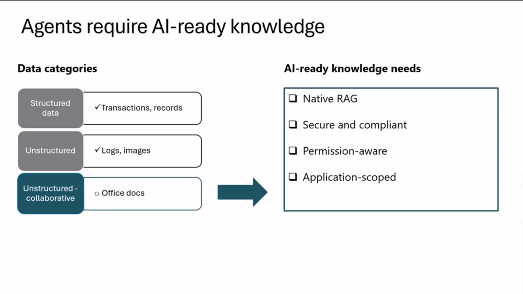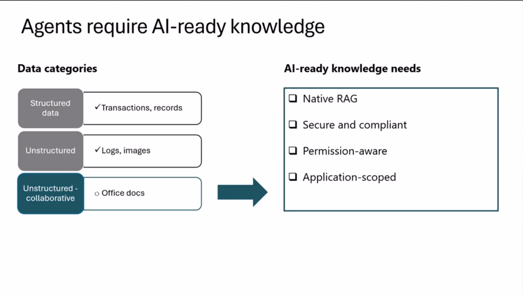So what we see here is agents require AI-ready knowledge, right? If you think about the three data categories, there is structured data, often represented as transactions and records in your SQL database. Then within unstructured, you have passive data like logs and images, but then you have unstructured collaborative content, which is getting continuously updated and refreshed. You need a new system to enable AI on this collaborative unstructured content.